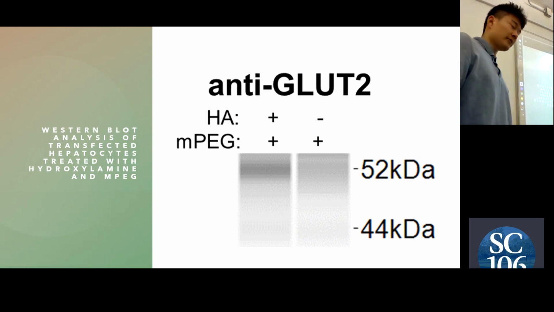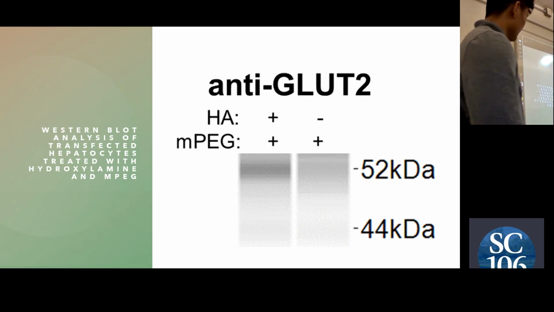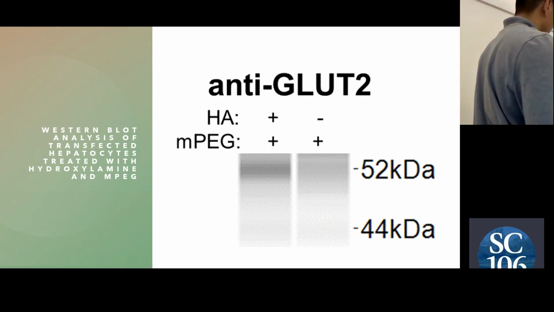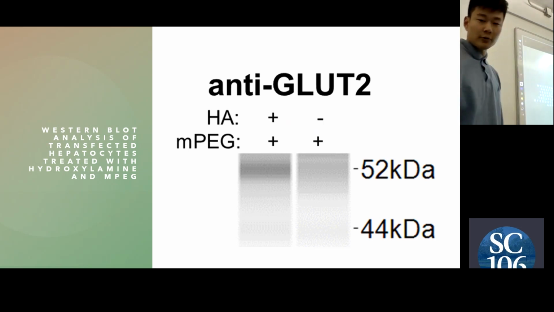For the results, this is the initial Western blot analysis of the mass transfer analysis that we did with the GLUT2 antibody. Essentially, the hydroxylamine takes off palmitoylated groups and gets replaced by this mass tag, which causes the upward shift, because the mass tag is heavier, about 10 kilodaltons.